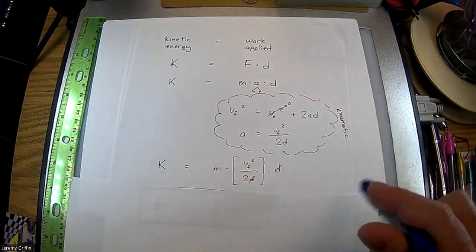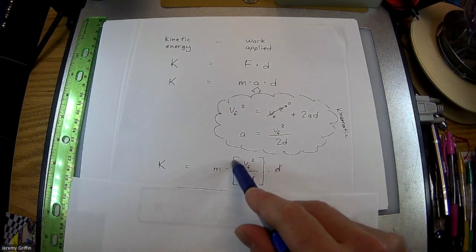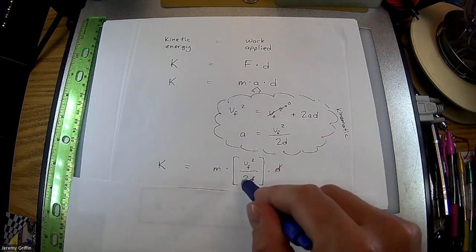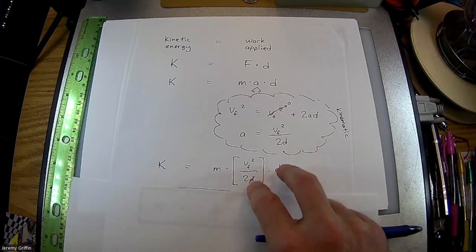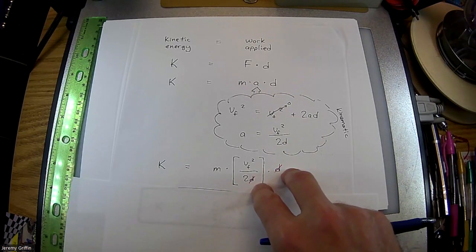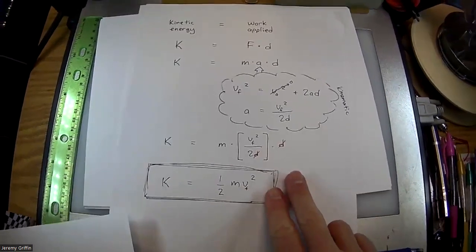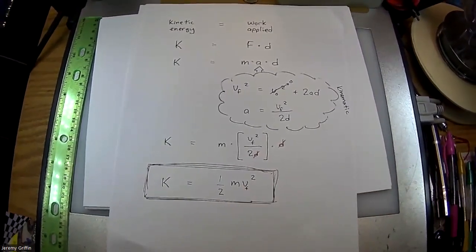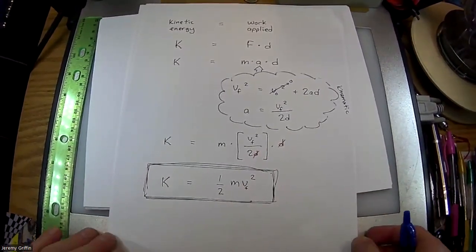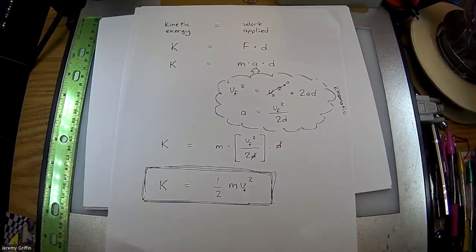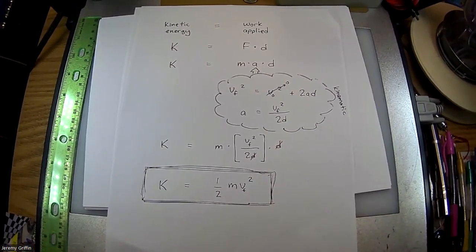You make that substitution, and it looks like that. In brackets right here, I got this expression for the acceleration. This pushing distance cancels, and you end up with 1/2 mv squared. So there's kinetic energy as a function of mass and velocity. Right? So let's switch over to that FRQ and finish scoring that.